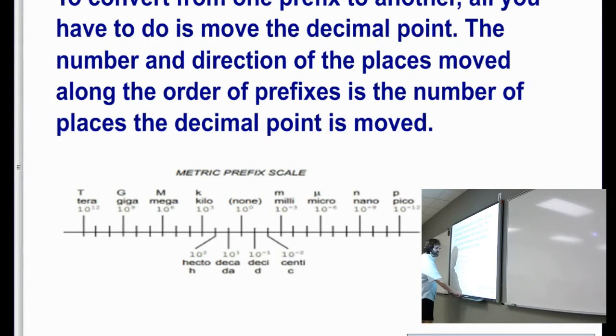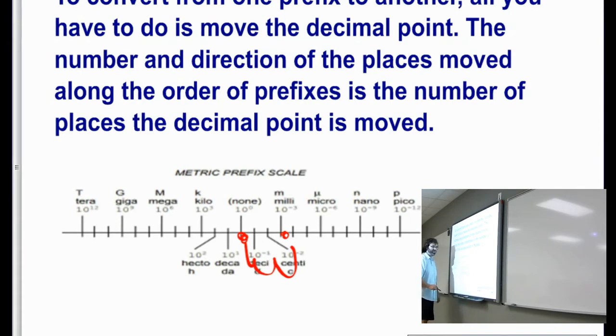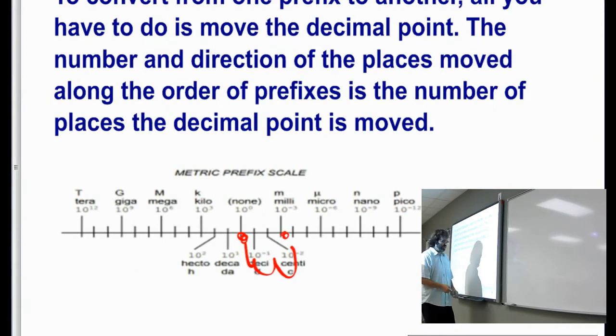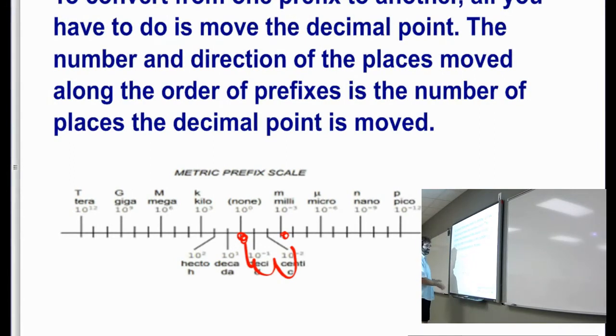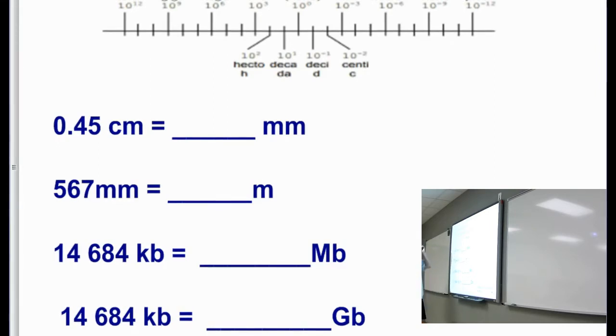So a great example is if I'm going from the base unit here to milli, I'm moving 1, 2, 3 spots to the right. And so I would move my decimal place in the number 3 spots to the right. Okay, so you just have to, again, if you move to the left 5 spots, you move your decimal place 5 spots to the left. So let's do some practice with that. I have some example problems that I'm going to work through with you.